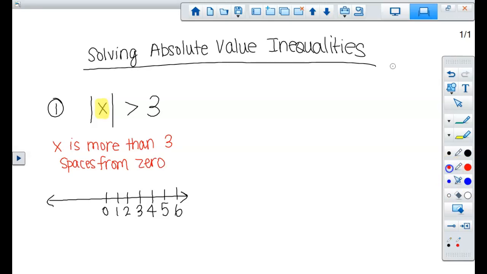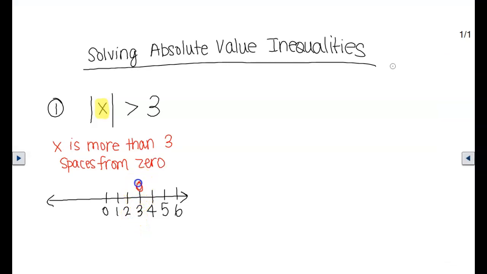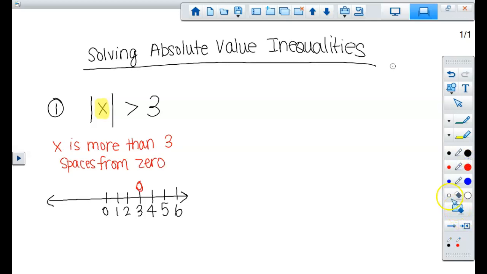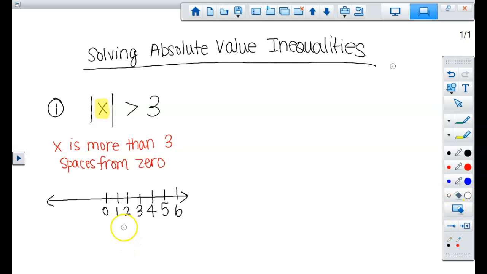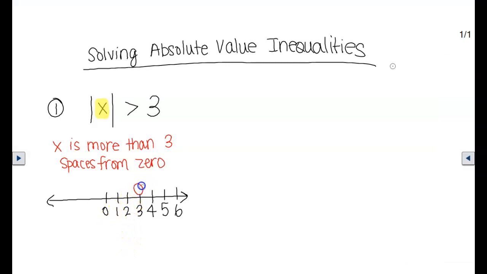So on my number line, here's what I'm going to do. I'm going to start out here from 3, because 3 is a significant number for me here. I want to be more than 3 spaces away from 0. Now 3 doesn't fit that description, so x can't be 3. So remember that I could show that on this number line. That's not a very good circle, is it? Let me try that again. To show that on my number line, I could put an open circle on that 3 to say, hey, x can't be 3. This number is not more than 3 spaces from 0.